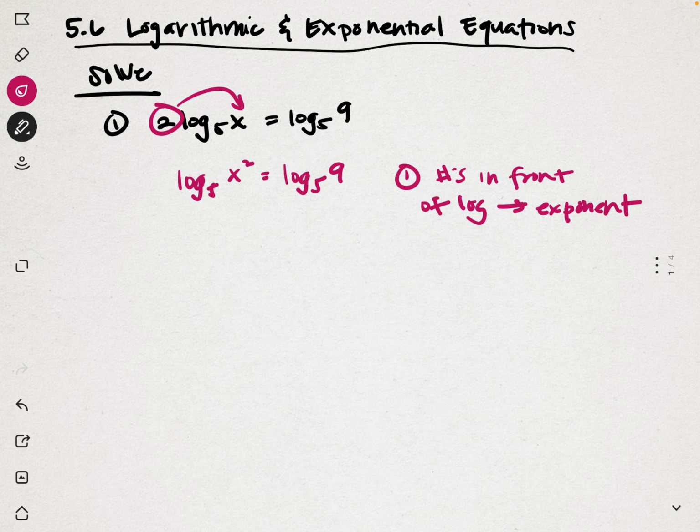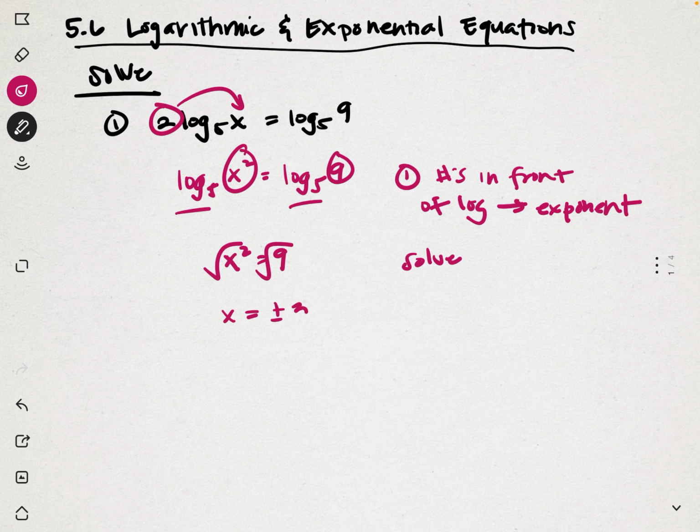Okay, next step. Notice that we have log base 5 and log base 5 here. If these two things are equal, then x squared has got to be equal to 9. So this is an easy one, right? We just clean it up a little bit, and we know that x squared has got to be equal to 9. And then we're going to solve this. So remember, anytime we take the square root of a number in Algebra 2 and higher, we have to remember that we have a positive and negative. Square root of 9 is 3. We know that because 3 times 3 is 9, but also negative 3 times negative 3 is 9.